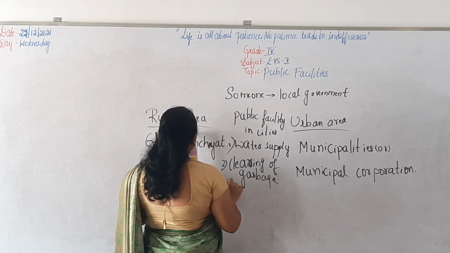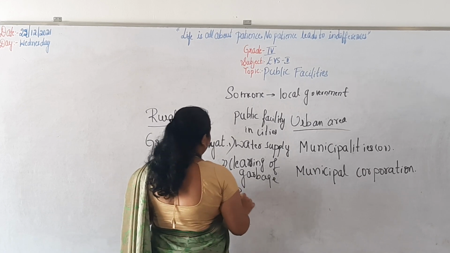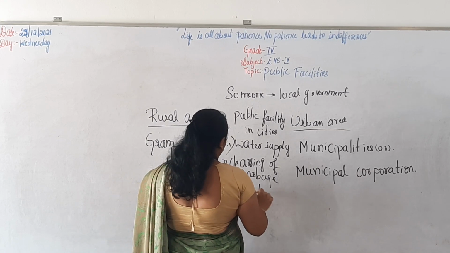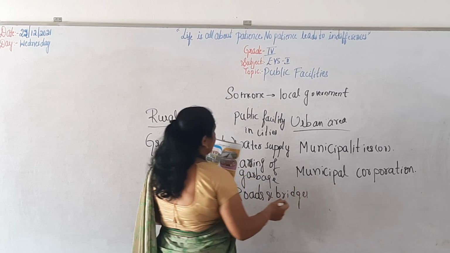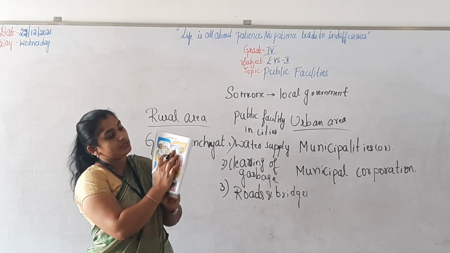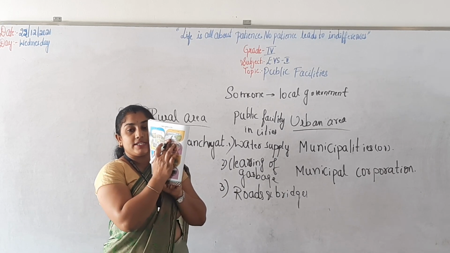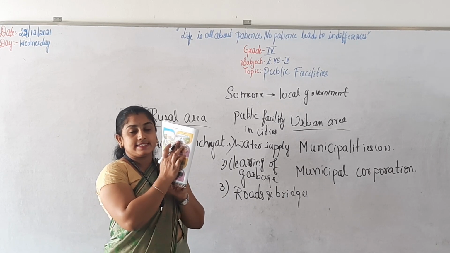The third one is roads and bridges. So the public facilities in the cities are roads and bridges. See? Roads and bridges. Have you seen this now? Metro station, bridges, markets. Have you all seen this? Next.